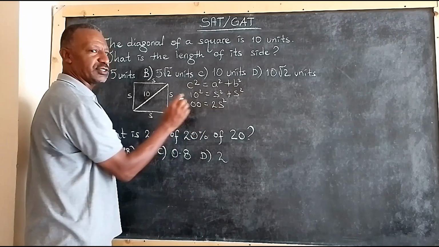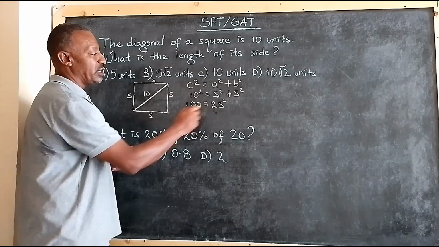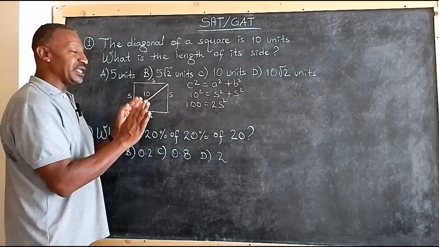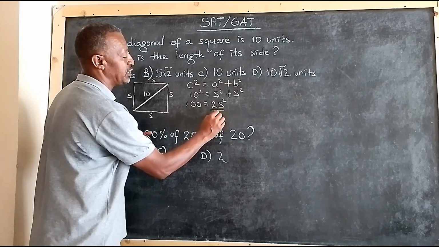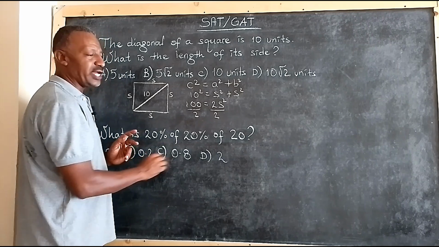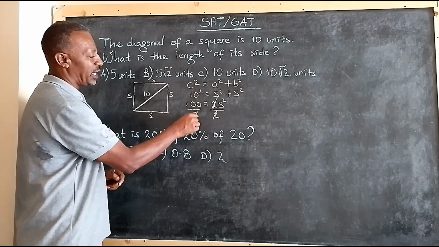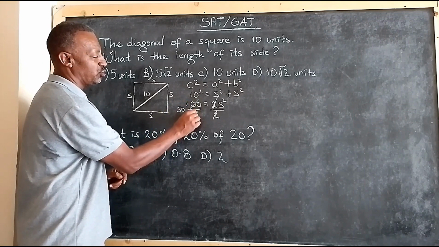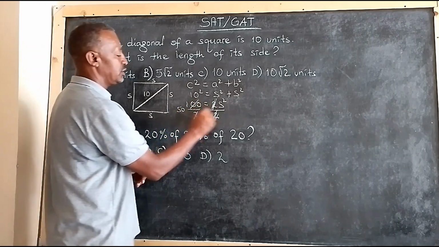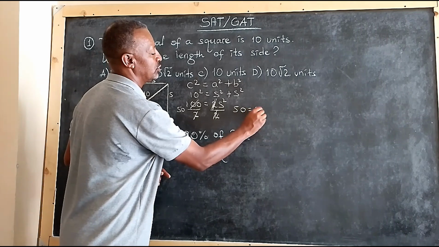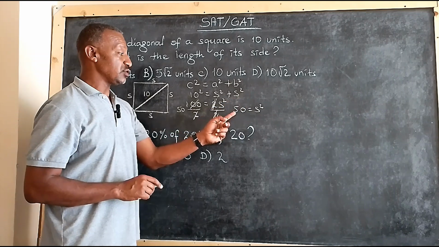Now, this side of the equation has a variable. So what we are going to do is eliminate the number and find the variable alone. To do that, we simply divide both sides by 2. So 100 divided by 2 is 50. This means that 50 is equal to s squared, which means s squared is equal to 50.